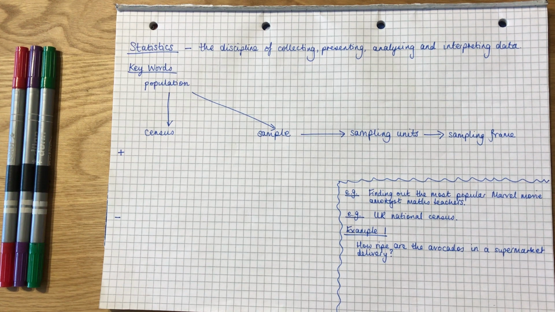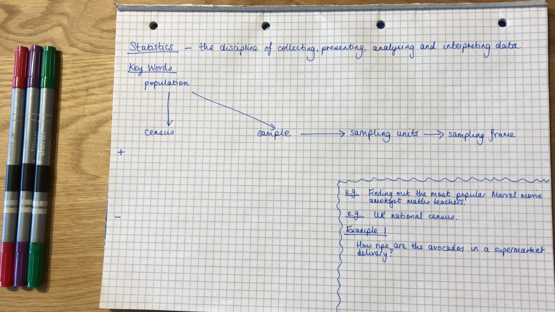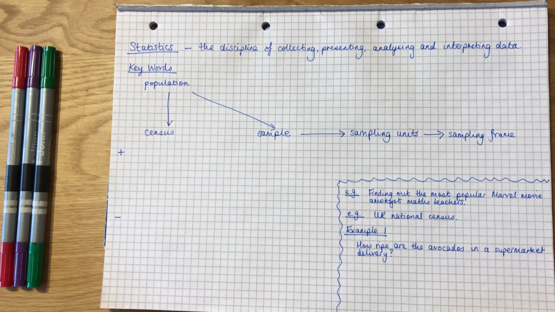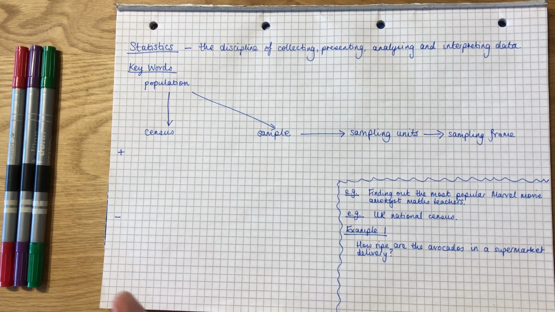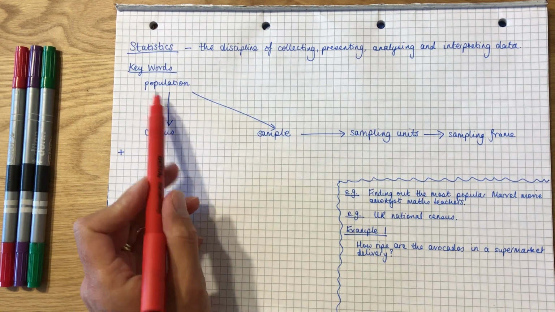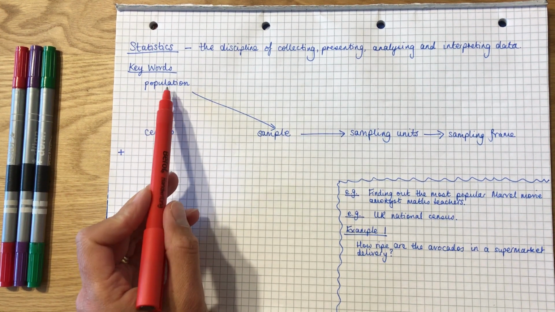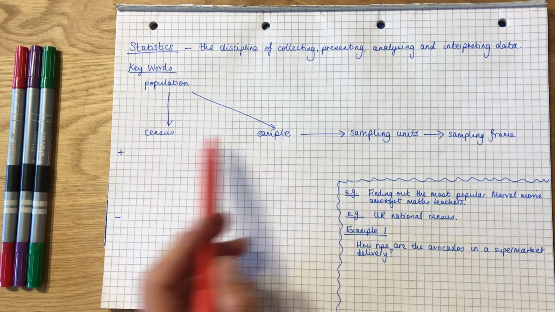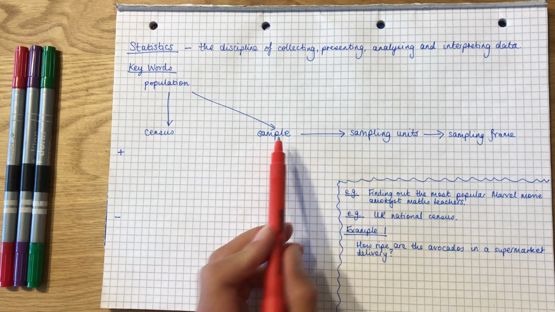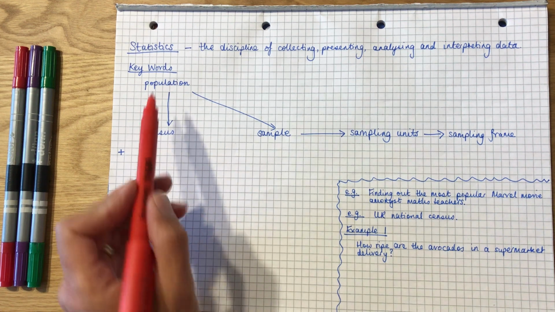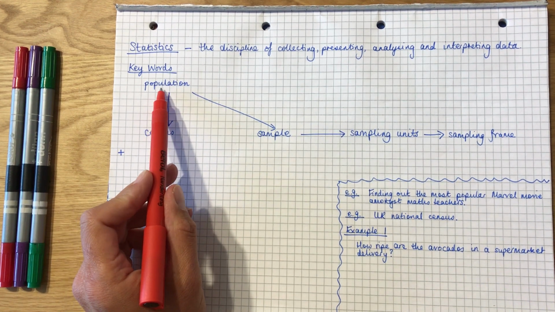Let's think about some of the words that we're going to use throughout the course and the kinds of things that we need to know about. So, population. A population is the whole set of items that are of interest to us. And I'll come back to that with an example in a moment. There are two ways that you can find out information about a population. You can do it through a census or a sample. A census is where you measure or observe information about every single member of your population.